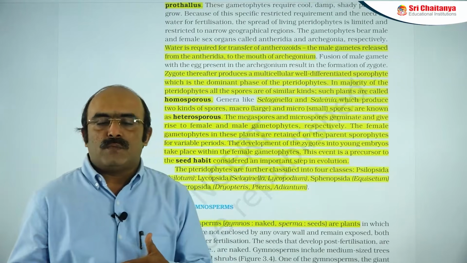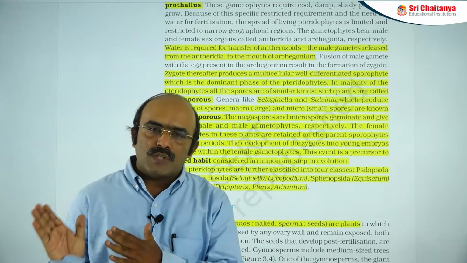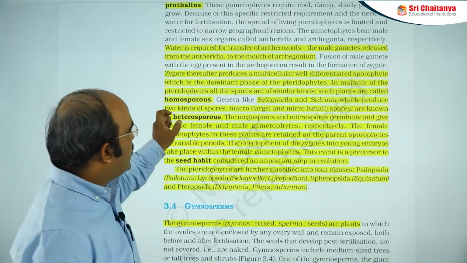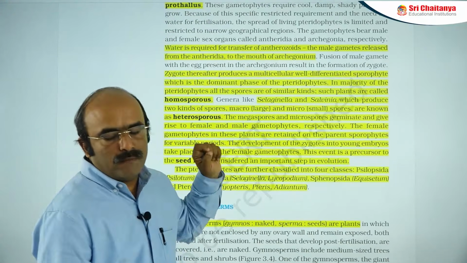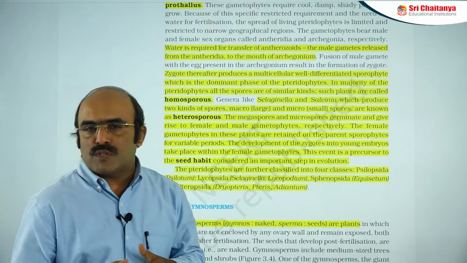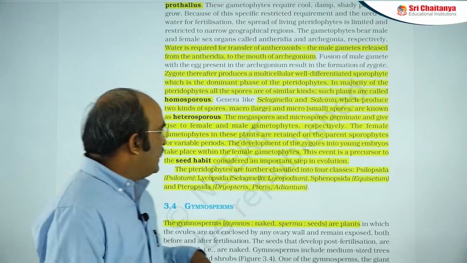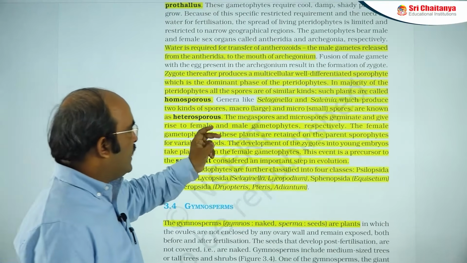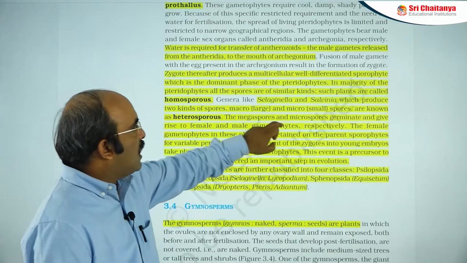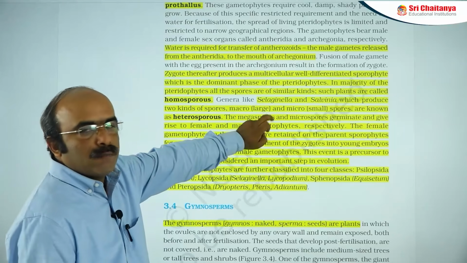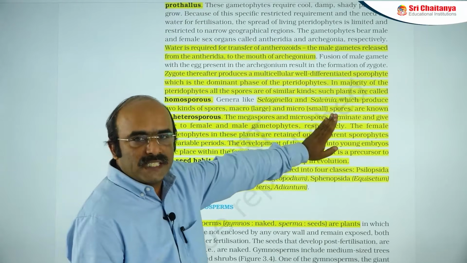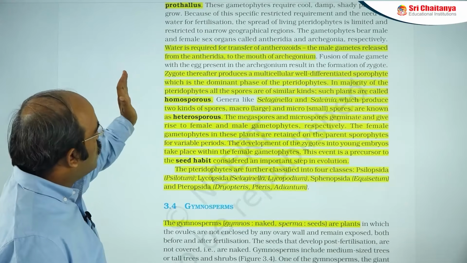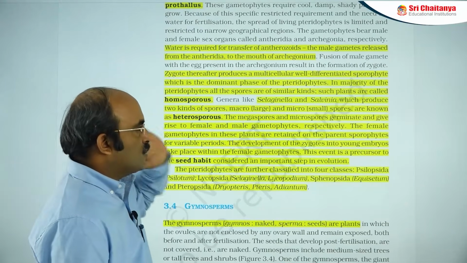Unlike bryophytes, where all are homosporous, the majority of the pteridophytes are homosporous, but certain pteridophytes are heterosporous. Heterosporous means they produce two kinds of spores. Macro is large, micro is small. The examples are Selaginella and Salvinia. So these two pteridophytes are heterosporous, but the majority of them are homosporous.